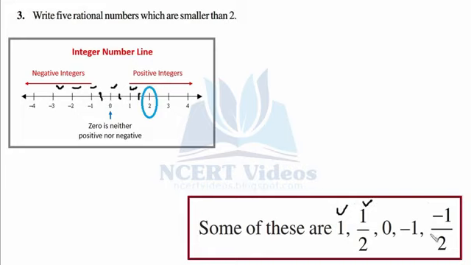Then we reach 0. So we wrote 0. Then one of the other points could be -1. So we wrote -1. And obviously this point was left. So it is -1/2. So we wrote -1/2. Here we are simply dividing any 2 integers into 2 equal parts. And obviously the numbers earlier, that is 1, 0, -1, -2, -3, are also rational numbers which are smaller than 2. So there could be any number of answers. Whichever you find good, you can write it. That was your third. Question 4.